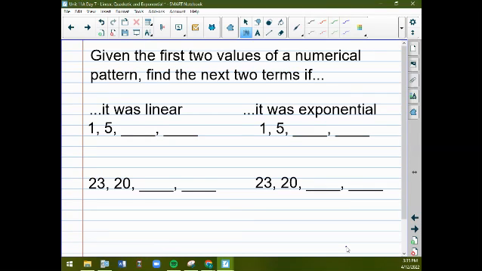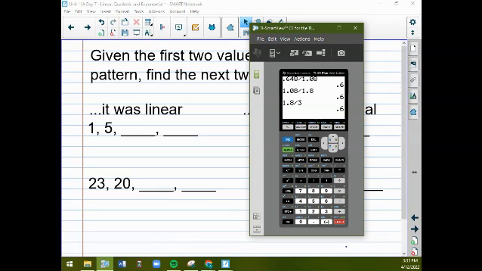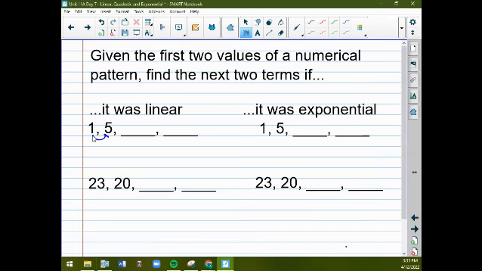Lastly, given the first two values of a numerical pattern, find the next two terms if it was linear and if it was exponential. Okay, so we're just going to do the first example. If it was linear, that means it has a common difference. So how do I get from 1 to 5 thinking about adding or subtracting? Well, I have to add 4. So then to keep it consistent, I'm going to have to add 4 and add 4, and that would be linear. So 5 plus 4 would be 9, and 9 plus 4 is 13, and that would make it linear.